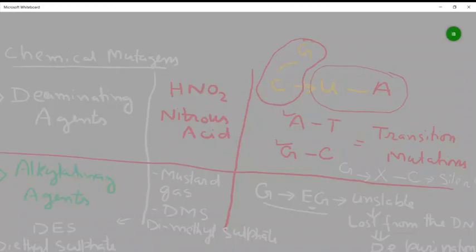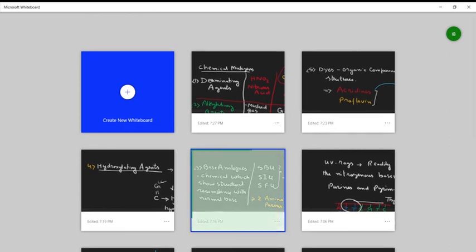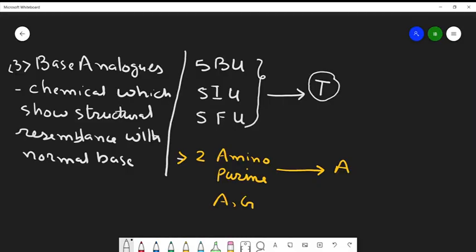Then after this, we had talked about the base analogues. Base analogues are the chemicals which show structural resemblance with the normal bases. For example, 5-bromouracil, 5-iodouracil, and 5-fluorouracil resemble the thymine. And similarly, 2-aminopurines also resemble the adenine, so they can lead to substitution type of the mutations.